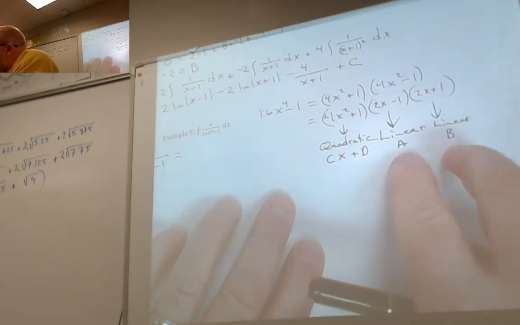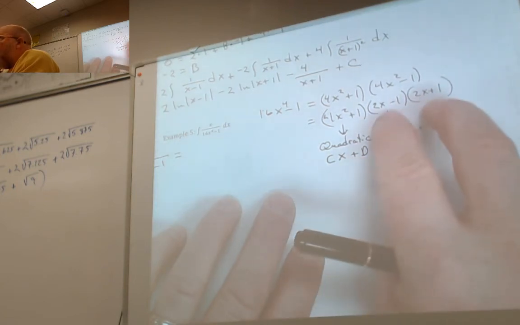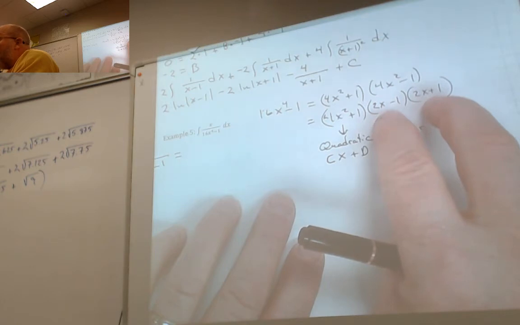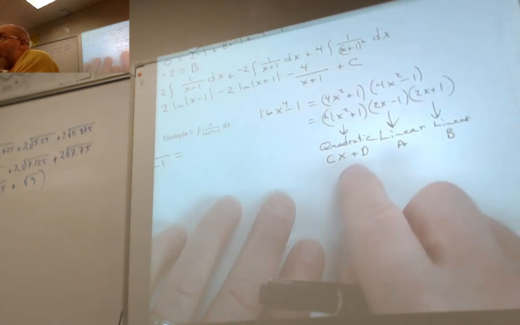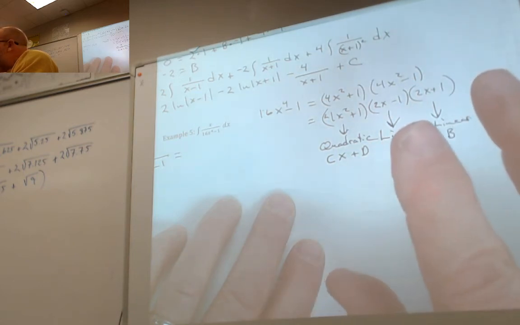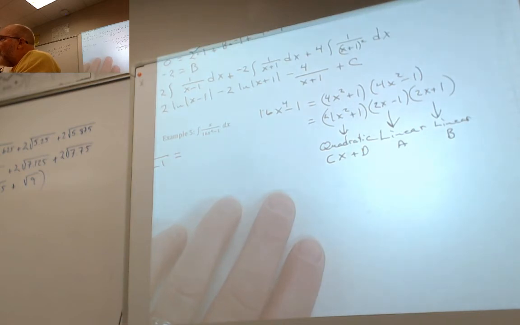Notice these are constants. Think about this. If you take the derivative of these, you get a constant, right? This is a quadratic. If you take the derivative of that, you get a linear, don't you? That's the idea behind that. It decomposes. You know how you take polynomials, and when you take the derivative, they decompose eventually to 0? That's kind of what I'm doing here.